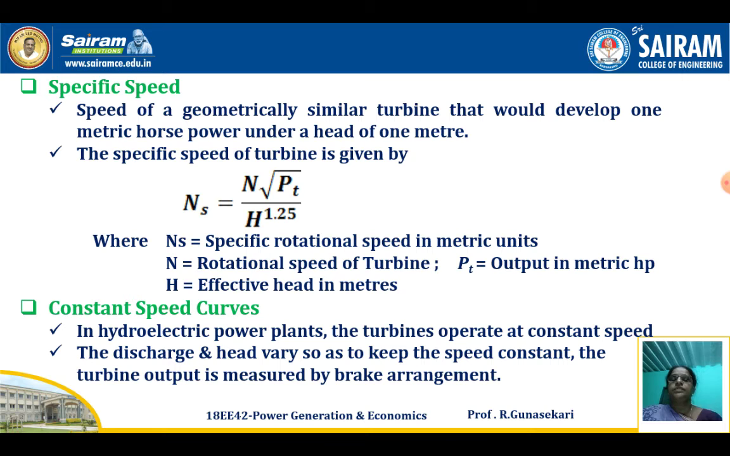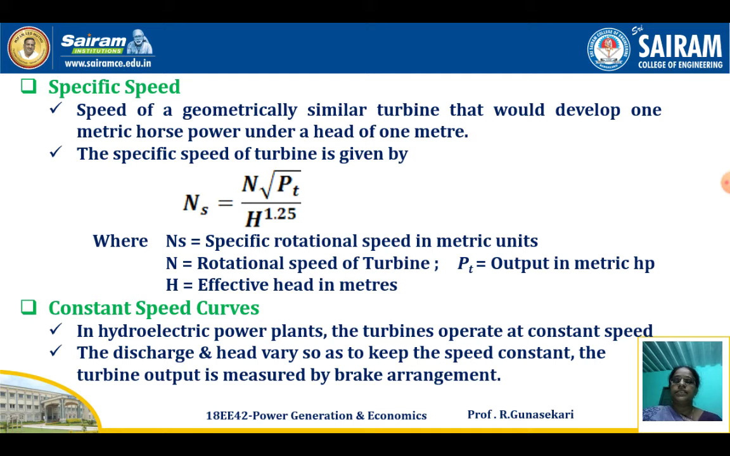Next characteristic is specific speed. It is the speed of a geometrically similar water turbine that would develop 1 metric horsepower under a head of 1 meter. The specific speed of a turbine is given by Ns = N √Pt / H^1.25, where Ns is the specific rotational speed in metric units, N is the rotational speed of the turbine, Pt is the output in metric hp, and H is the effective head in meters.